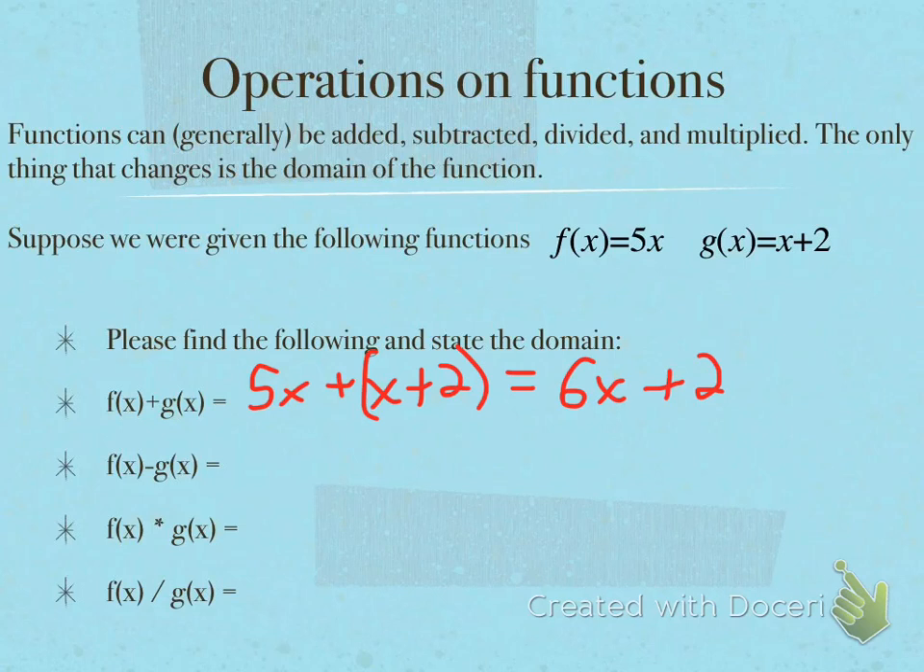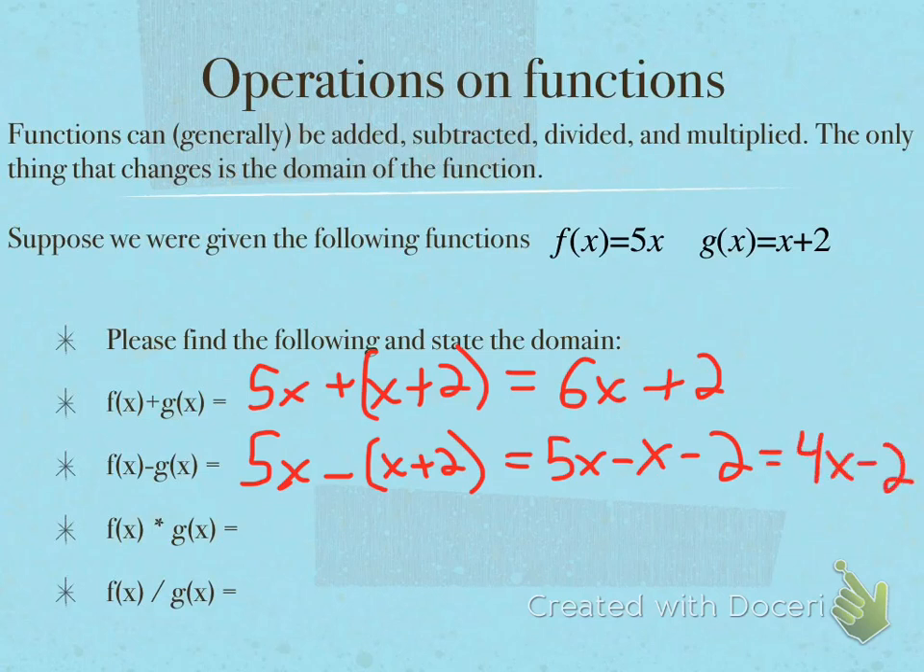Okay, how about f of x minus g of x? Well, that's going to be 5x minus, I'm going to use parentheses, (x plus 2). 5x minus (x plus 2). I'm subtracting the entire function. And this is where we've got to be really, really careful. I'm subtracting the entire function. So this is actually 5x minus x minus 2. And if we simplify that, that is just 4x minus 2.